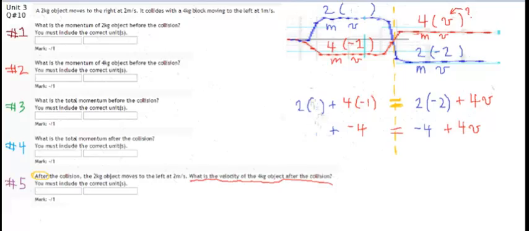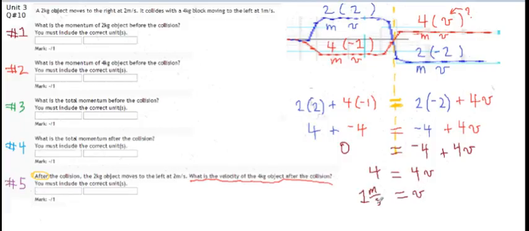So I have to go back and say that this is a 2 kilogram object, moves to the right at 2 meters per second. So this is a 4. So 4 plus a -4 is 0. And 0 is equal to -4 plus 4V. And so I have 4 equals 4V. And so I have V equals 1 meter per second.